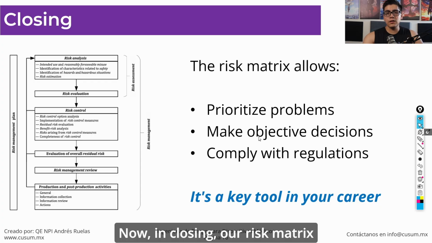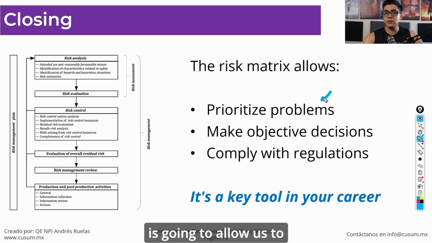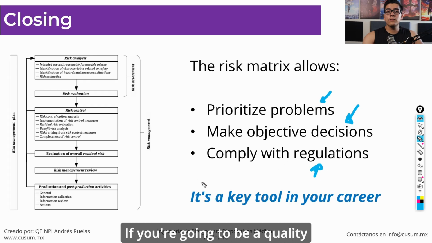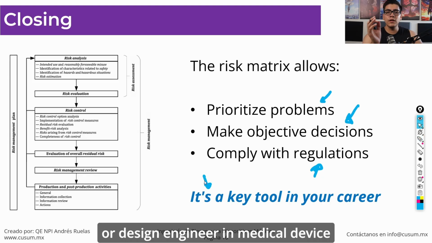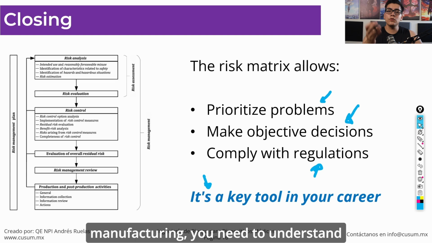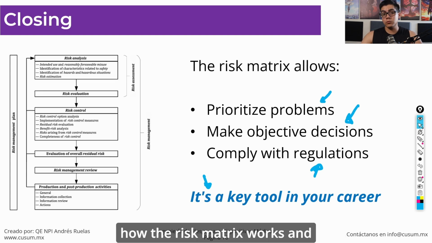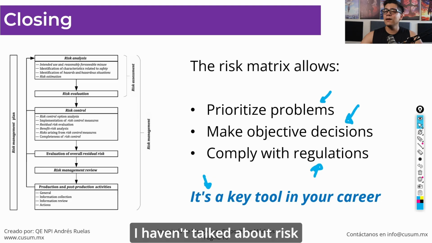Now, in closing, our risk matrix is going to allow us to properly prioritize problems, make objective decisions, and comply with all necessary regulations. If you're going to be a quality engineer, manufacturing engineer, or design engineer in medical device manufacturing, you need to understand how the risk matrix works and how it pushes us to implement risk controls. I haven't talked about risk controls yet, engineers. Please, let's take it one step at a time.